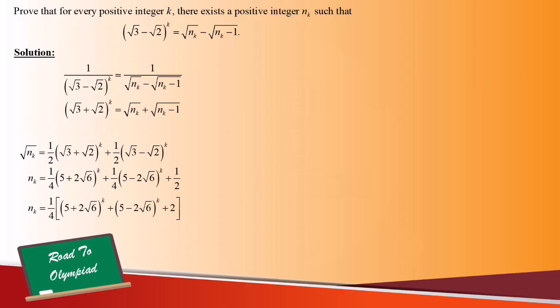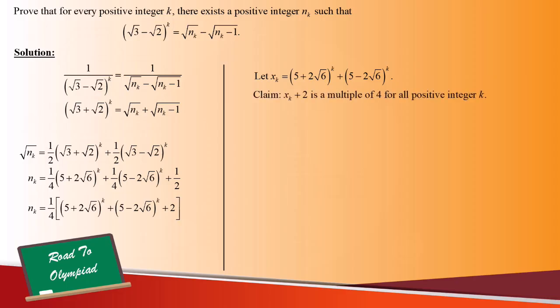Here we obtain n_k in terms of k, and like we mentioned just now, we are going to show that each of these n_k is indeed an integer for every positive integer k. To do so, we can let x_k = (5 + 2√6)^k + (5 − 2√6)^k. So in order to show that n_k is an integer, it is equivalent to show that x_k + 2 is a multiple of 4.